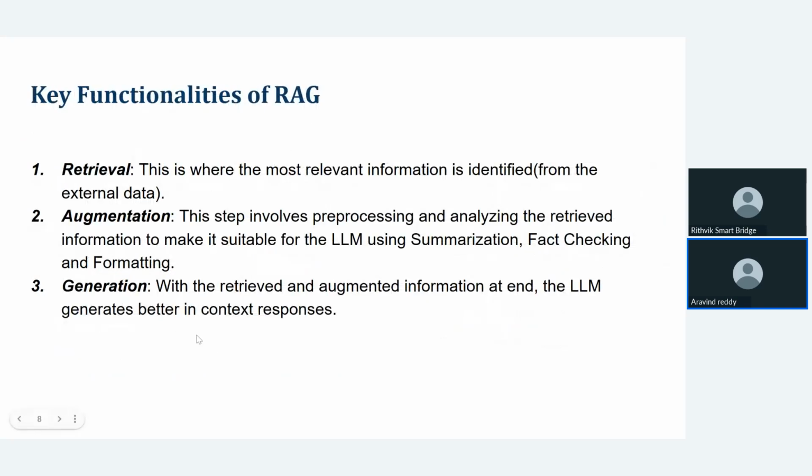Generally, you know the generation. What it will do is take the retrieved and augmented information, and then the LLM will generate the best contextual response. So it's going to give the best output from this generated information. Okay? It will follow the same pattern.